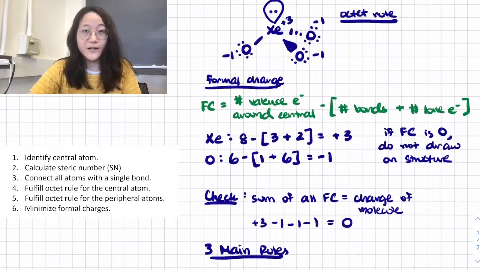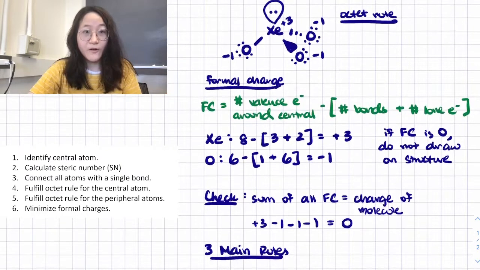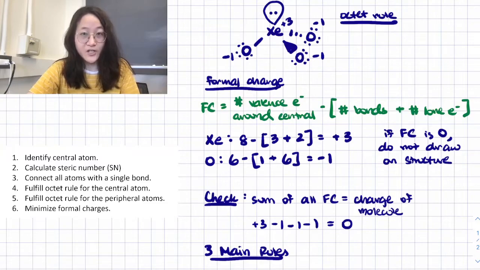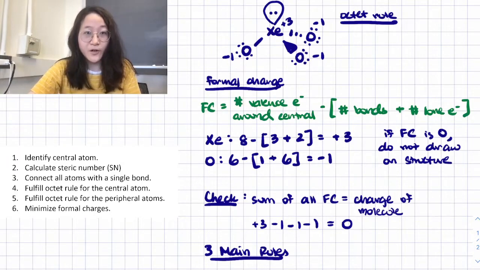Next, we need to check the octet rule. So we can see here that all of our atoms have 8 electrons each. So xenon there has 1 lone pair and 3 bonds with 2 electrons each, so that totals 8. And then each of our oxygens there have 1 bond with 2 electrons and 6 lone electrons. So this would have been incorrect, for example, if we had missed any of the lone electron pairs on any oxygen.